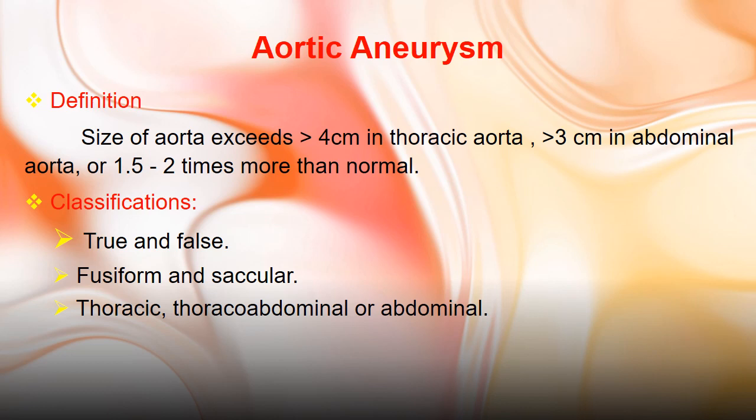According to the location, it may be thoracic or abdominal. The thoracic is confined to the ascending aorta, arch, or descending aorta. The abdominal aneurysms, in most cases, usually lie below the renal arteries. The third type may be thoracoabdominal, where the thoracic portion extends into the abdominal portion.